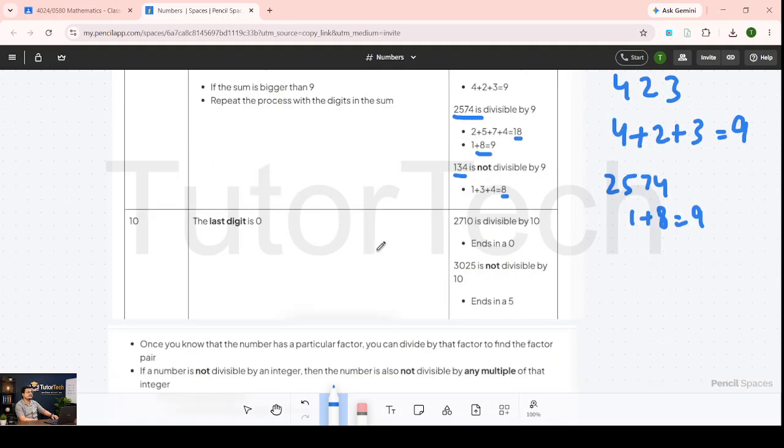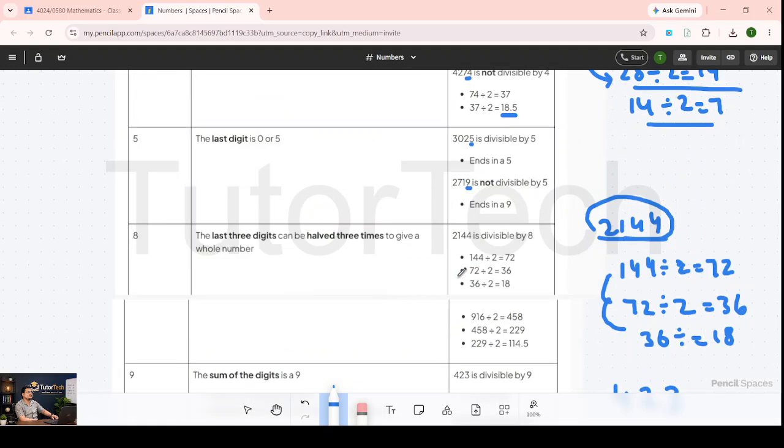And then we have the last rule. We need to find out if the number is divisible by 10 or not. In this case, the last digit is 0, so this number is divisible by 10. Then we have the number whose last digit is 5. The last digit is not 0. It means this whole number, 3025, is not divisible by 10.